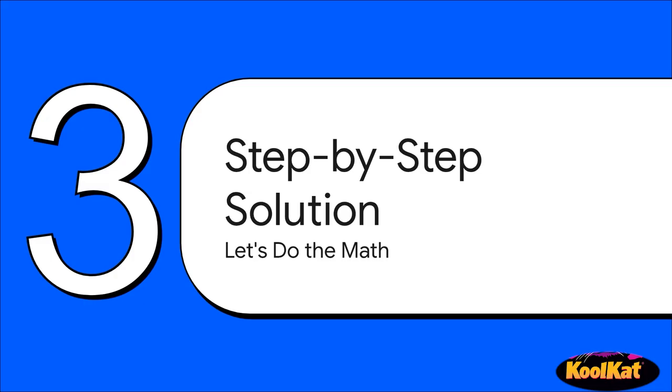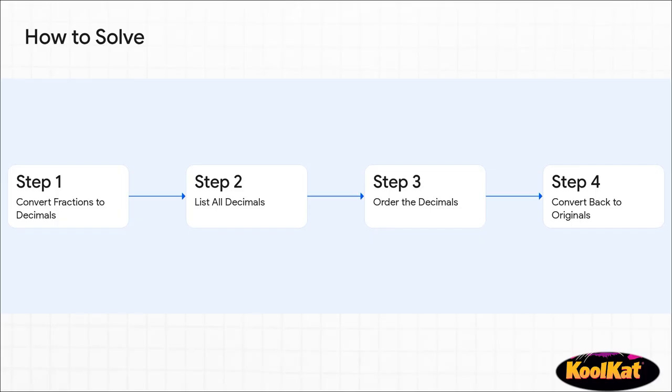It's a really simple 4-step process. So here's our game plan. First, we're going to translate those tricky fractions into our common language, decimals. Second, we'll make a new, clean list of all our numbers as decimals. Third, we'll put them in order, which will be super easy. And fourth, we'll just swap them back to their original forms to get our final answer.